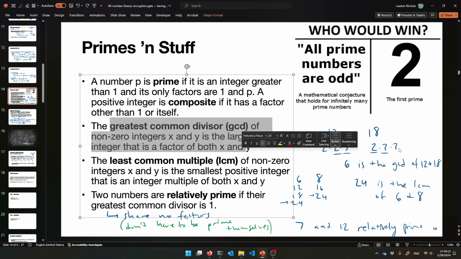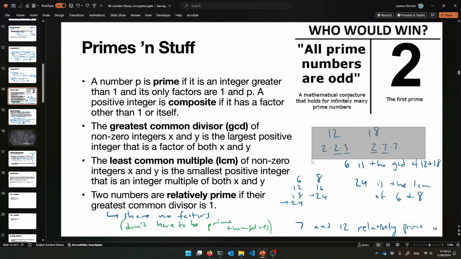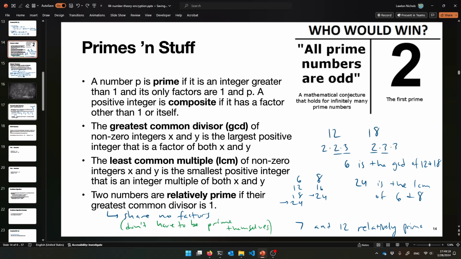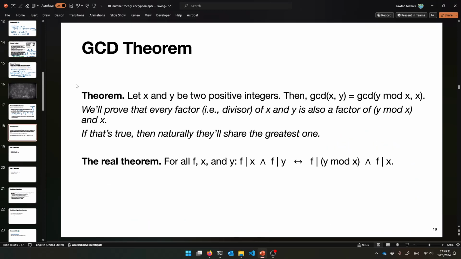It's kind of hard to compute just on paper, because you've got to write out the prime factors. It's hard to find the factors of something, right? So let's see if there's an easier way, and there happens to be an easier way.